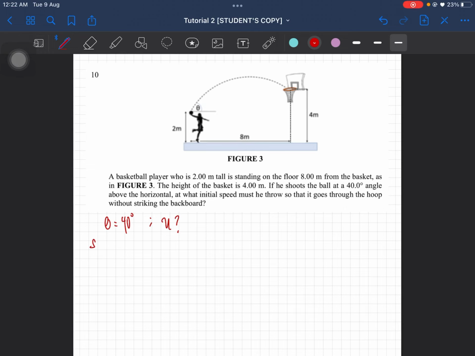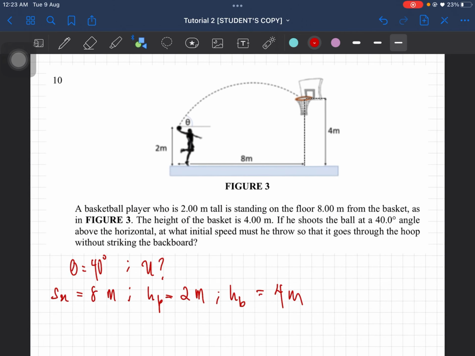Okay, so what we have is the range, which is 8 meter, and then we have the height of the player, which is equal to 2 meter, and height of the basket, which is 4 meter.